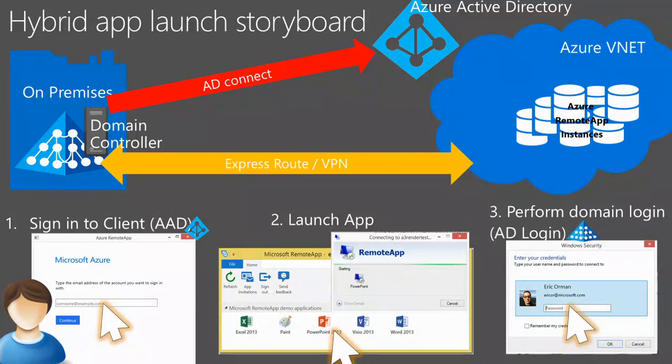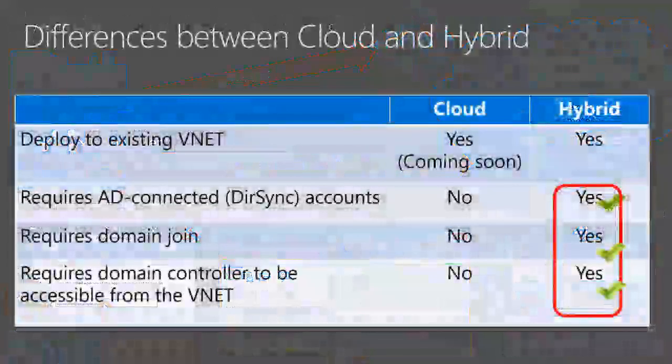What's happening at that point is you're getting a second prompt. People are always wondering, what's this second prompt? The second prompt is actually you're doing a domain logon to those Azure RemoteApp instances that are in a VNet, connected back to your on-premises, domain joined to your on-premises domain controller. And so that's why we require you have AD connected accounts. Does that make sense? That's the general flow of those things.